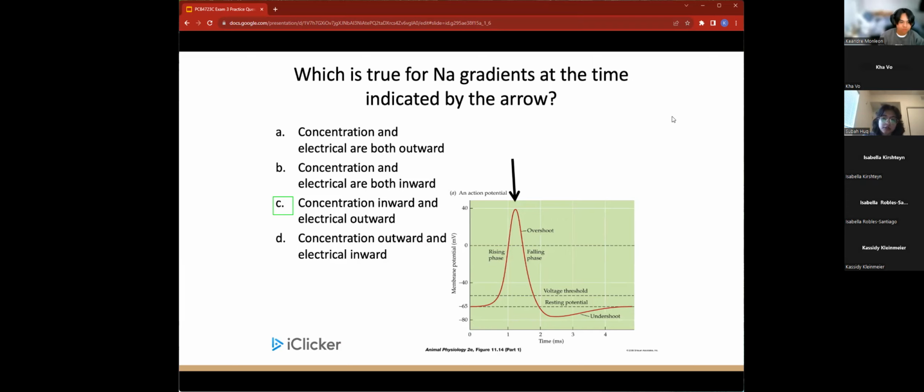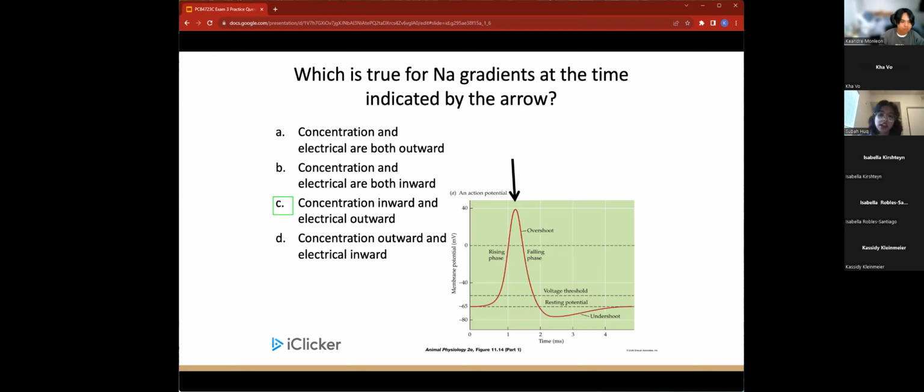So basically, when you're looking at the concentration gradient, just think about what you know is happening. When you're getting to the peak, the sodium is flowing into the cell, so the concentration gradient is going to be inward. But when you get to the peak, not all the sodium, but a lot of sodium is inside the cell. So the potential is really positive, and you can think of it as very positively charged inside of the cell.